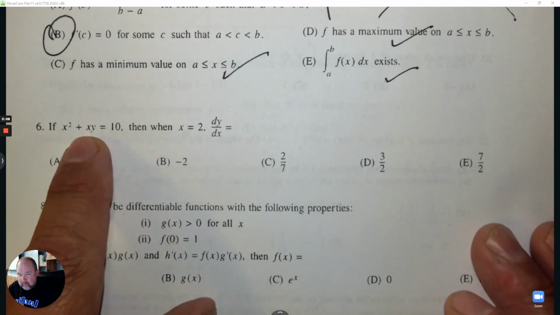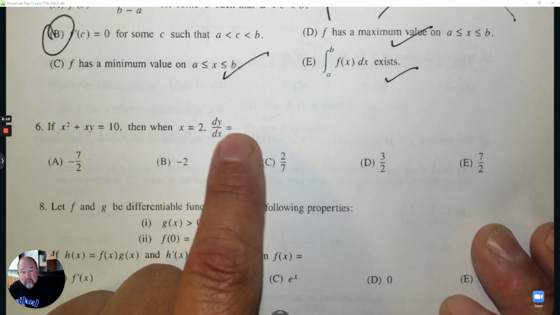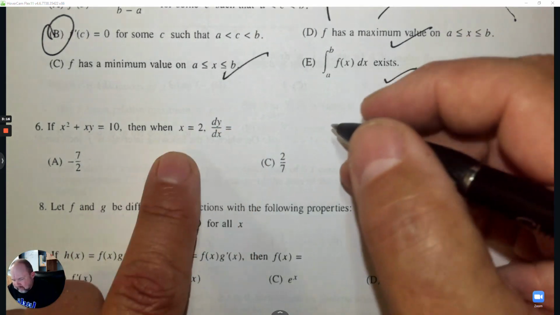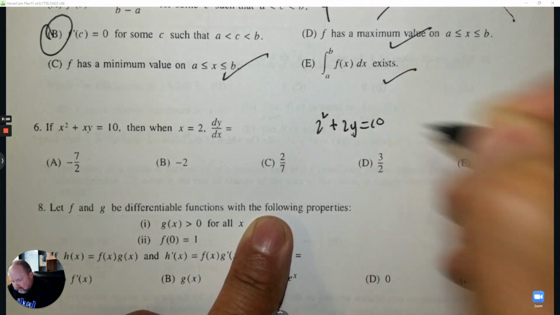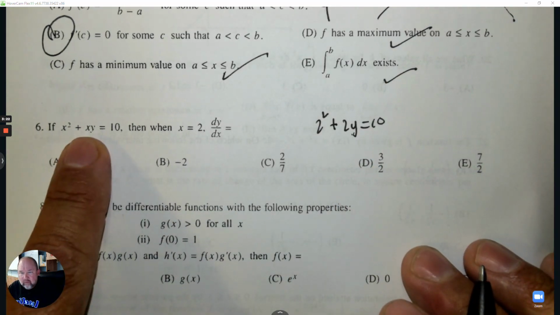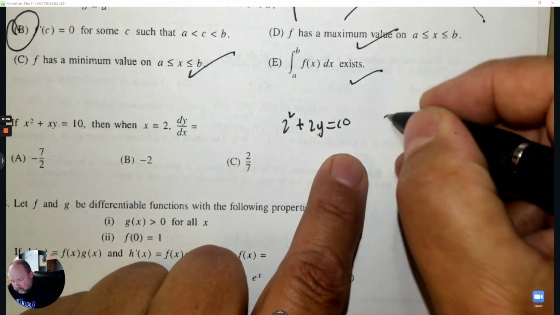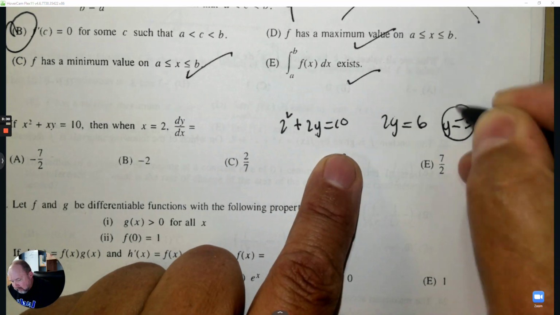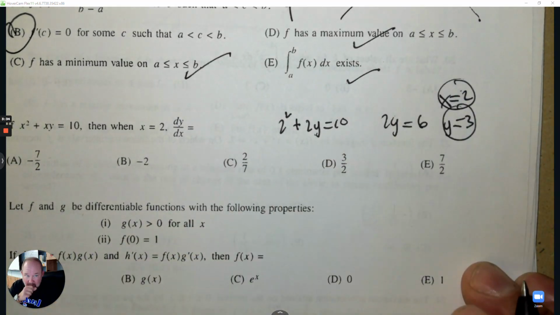Number 6, you're given an equation. Can you do the second derivative, or the first derivative, and when x equals 2, what does it equal? So first of all, when x equals 2, let's plug that in and figure out what y equals. So 2 squared plus 2y equals 10. So I'm going to solve this. So that's 4. So 10 take away 4 is 6, and then divide by 2. So now I know what y is, and I know what x is. So I need both 2 and 3.